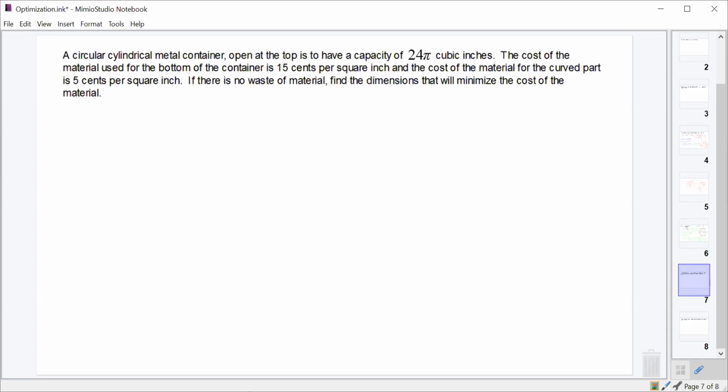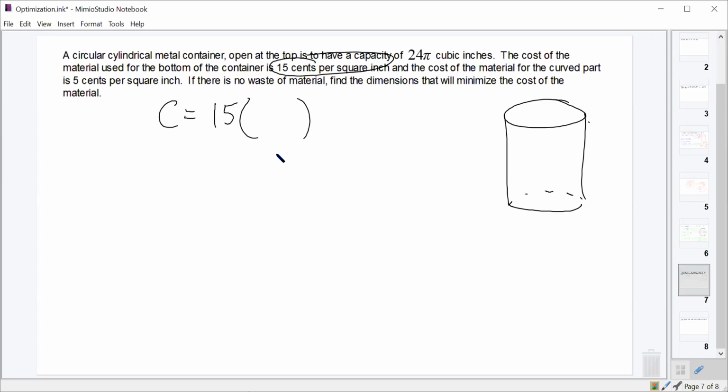So if we want a minimum cost, we need to write a cost equation. And what is the cost going to be? It's going to be, for a cylinder, right? It says that the base of it should be 15 cents per square inch. So 15 times the number of square inches in the base. How many square inches are there in the base?